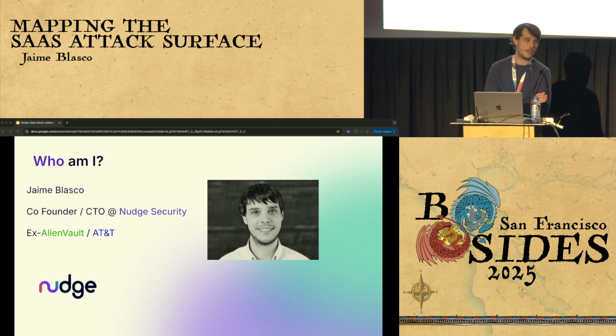Before that, I was at a company called Alienbolt. We got acquired by AT&T and I spent a few years there, but most of my career has been focused on threat detection and threat intelligence. And some of the ideas that I'm going to present today are based on the work that I used to do to map adversary infrastructure, and how you can apply that to map the supply chain of any company that you want.